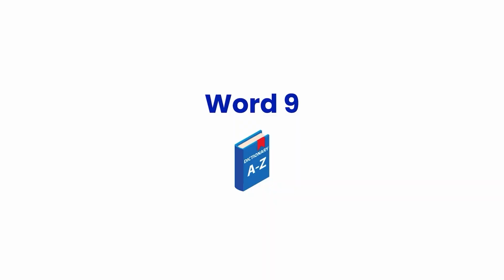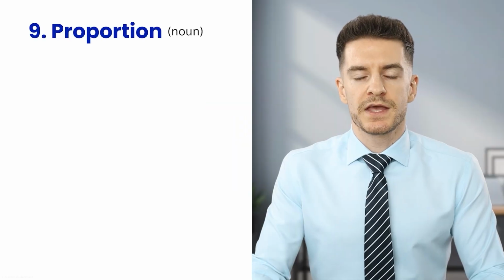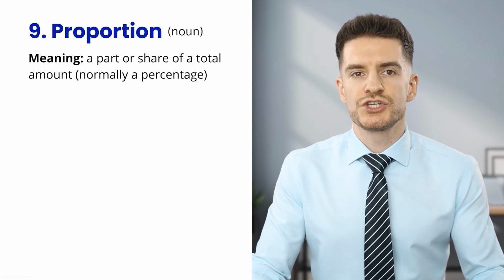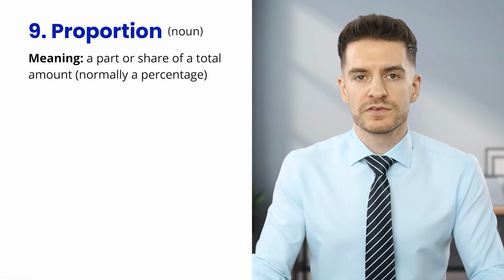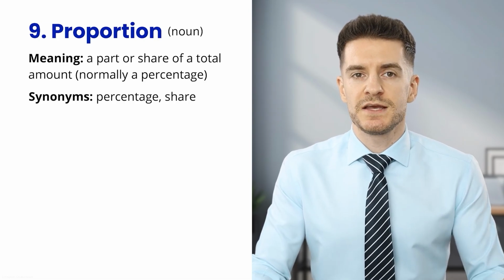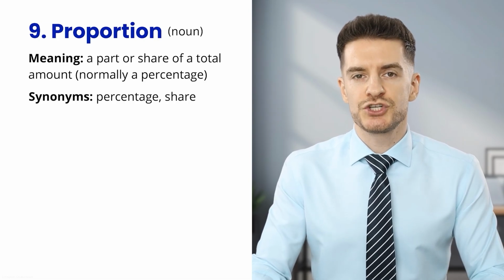So decline is a great word you can use to describe some data or information that has a downward trend, and it just sounds a bit more professional than simply saying went down. Let's have a look at word number 9 now, which is proportion. Now, proportion is a noun, and it means a part or a share of a total amount, and it's normally a percentage. So here are some synonyms: percentage and share.